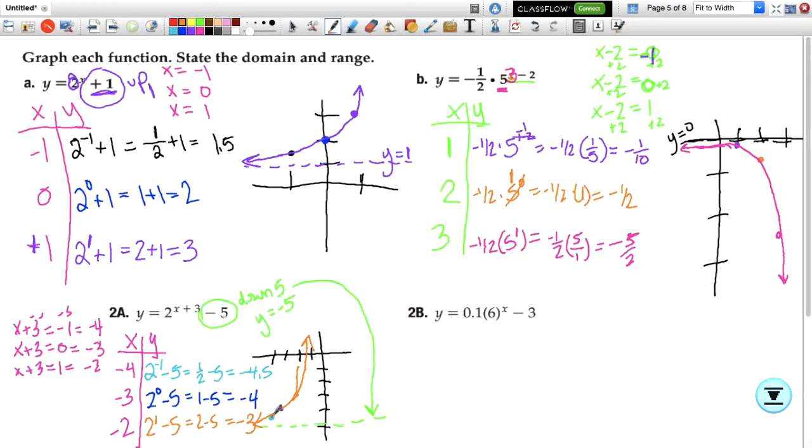So here you can see my function. I also kind of did it early. I said, oh, look, there's subtracting on the outside. That means I'm going to move my asymptote down 5. It's going to be at the line y equals -5. And that actually was the first thing that I plotted. Okay? Give a go to this last one right here, and we'll come back together in just a minute.